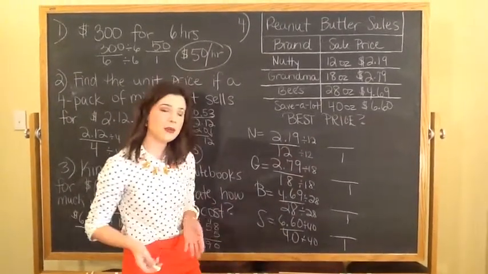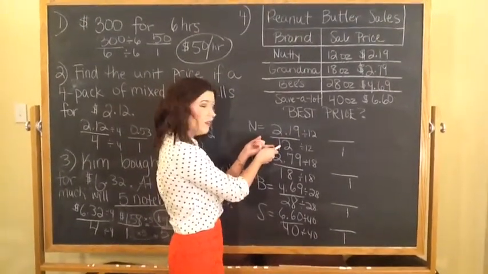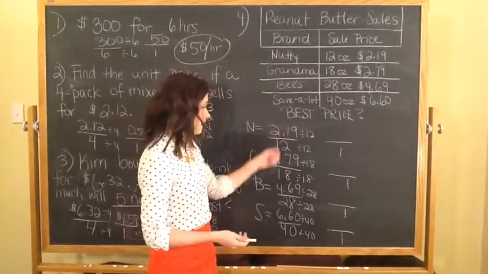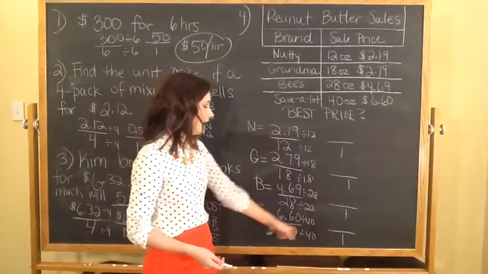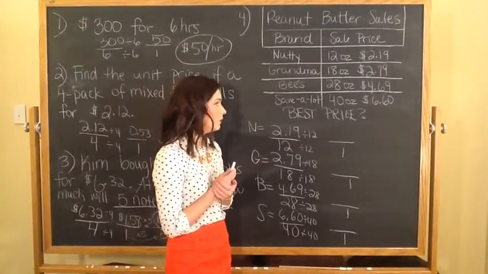So if you see what I'm doing here, I'm basically dividing out the denominator because if this is how much 12 ounces cost, I want to know how much 1 ounce costs, so I'm going to divide by 12. And I did that for all of my denominators to divide out so that I had 1. Okay, so now let's go ahead and figure out which one's going to be the best price.